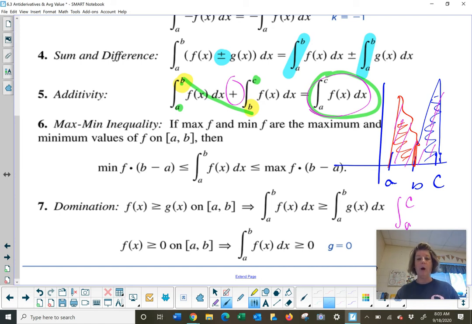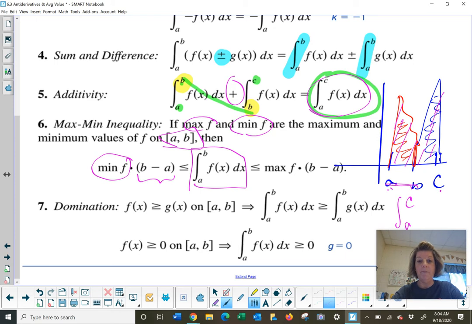Min and max inequalities are saying if we know the max value of our function f and the min value of the function f on some a to b integral, then I can say that if I took the minimum height times that width, a to b, that would be less than the actual area of the integral. And that actual area of the integral would also be less than the maximum height times width calculation. So that one kind of makes sense.